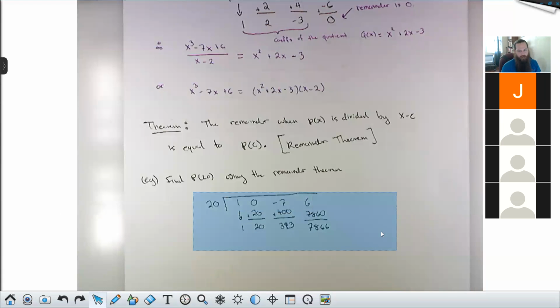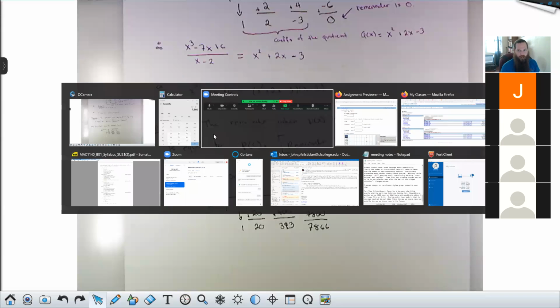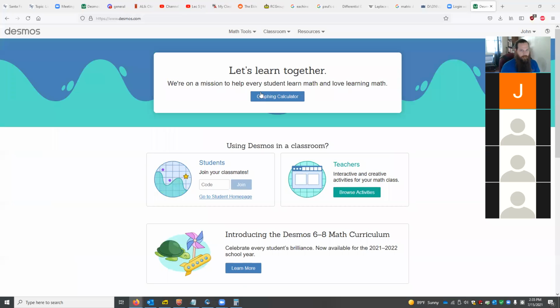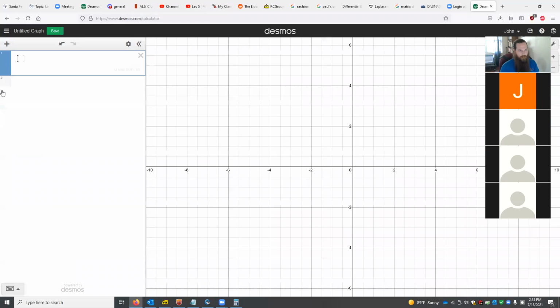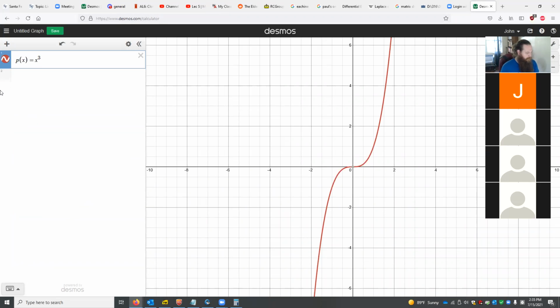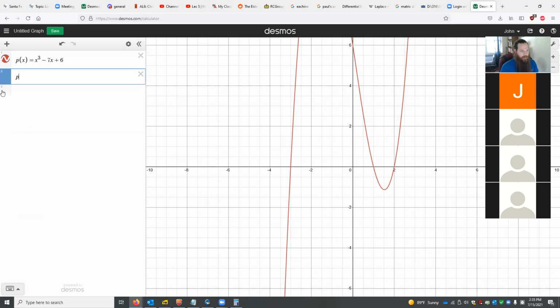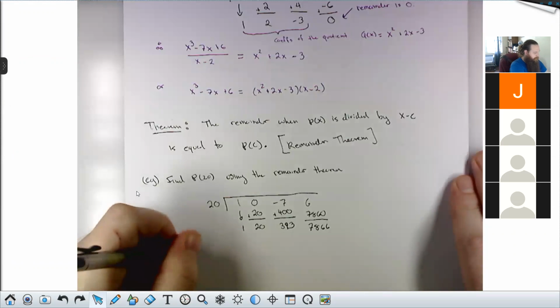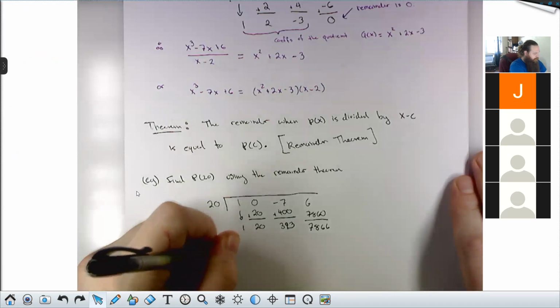So this process, even though it's not super nice, you still have a little bit of unwieldy arithmetic, still easier than plugging into this. And if we want to check, p of x is x cubed minus 7x plus 6. What's p of 20? Hey, 7,866. Thank goodness. So, right, just through the remainder theorem, we're able to determine this.